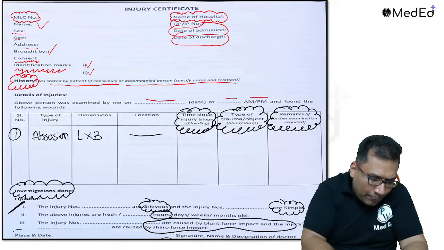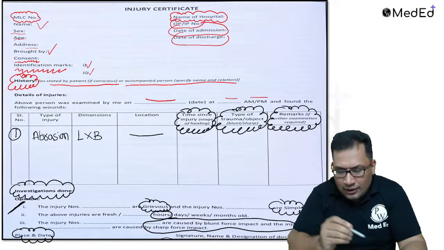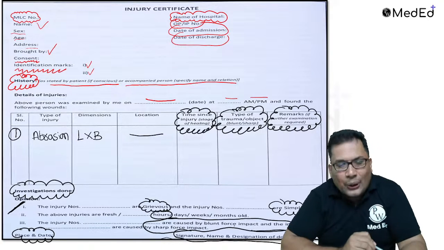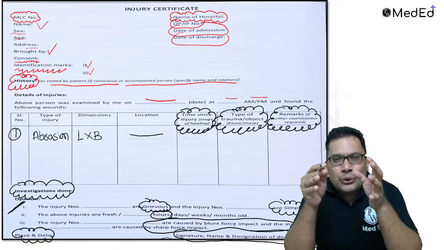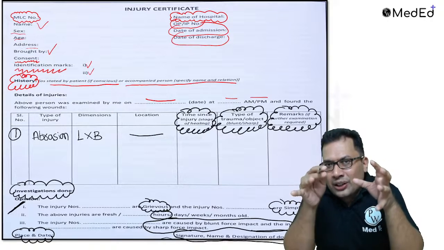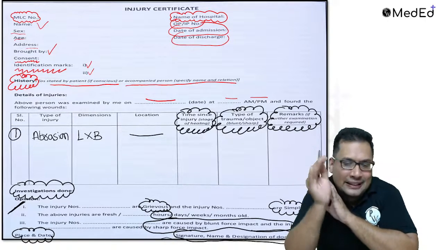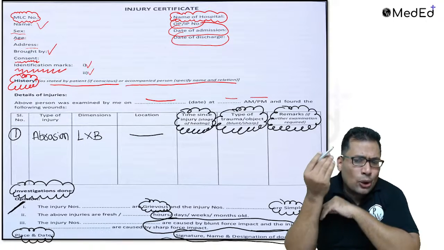Then the place and date. You need to mention the place and date of examination. Finally, your signature, name and designation of the doctor. This is how you should write proper injury certificate or wound certificate as per CBME syllabus. It's a basic. Now some more points.